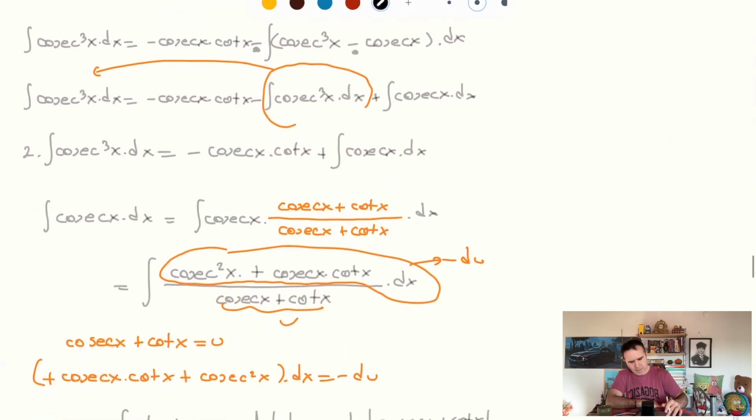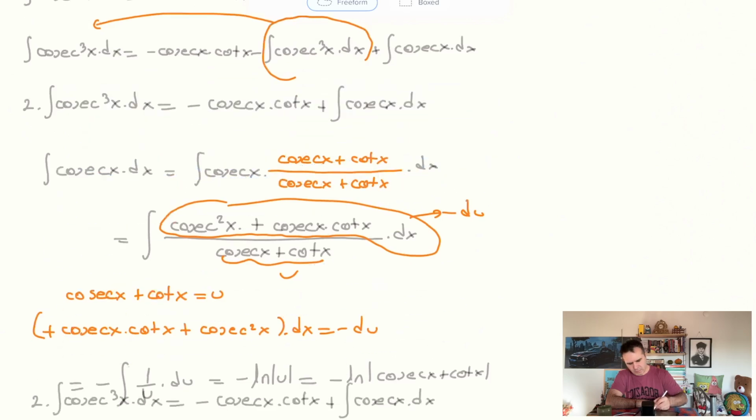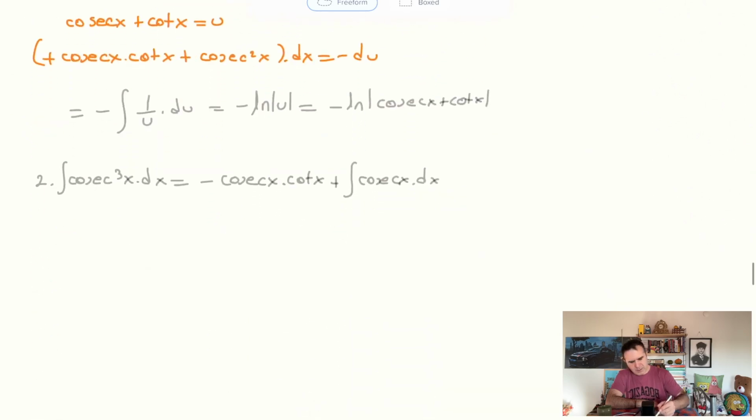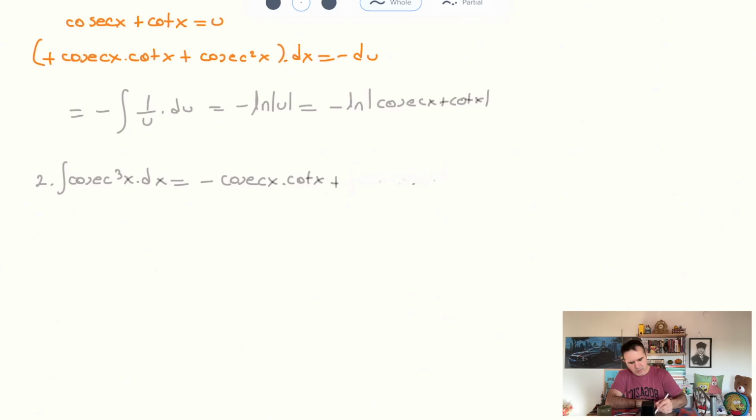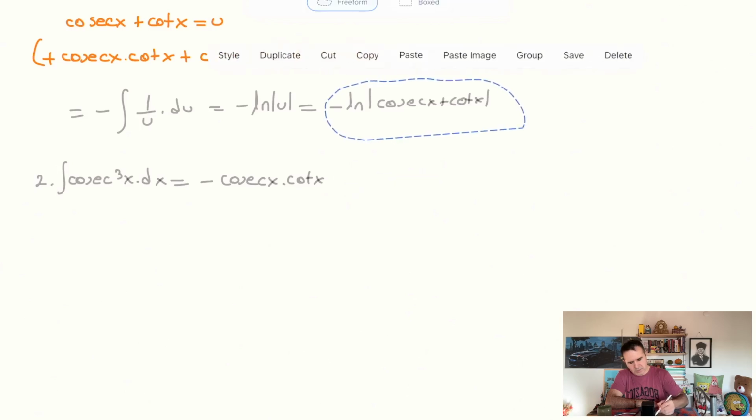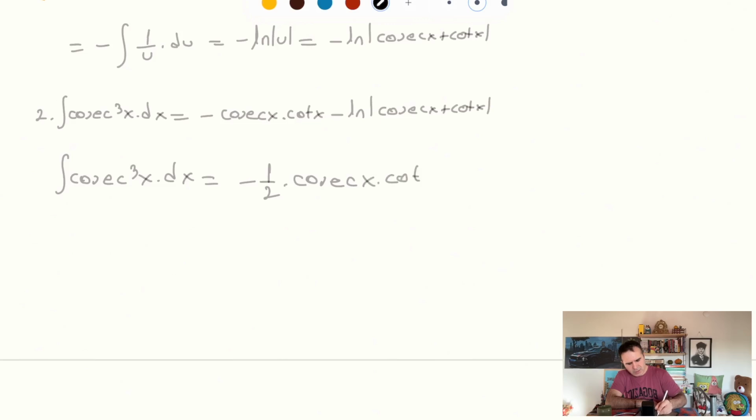Okay, now let's take this down. Integral of cosecant x is equal to this. Okay. Now integral of cosecant cube x dx will be equal to minus 1 over 2 cosecant x cotangent x, and minus 1 over 2 times ln absolute value of cosecant x plus cotangent x.